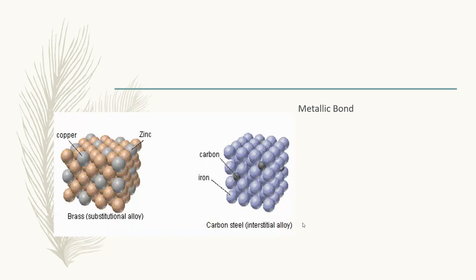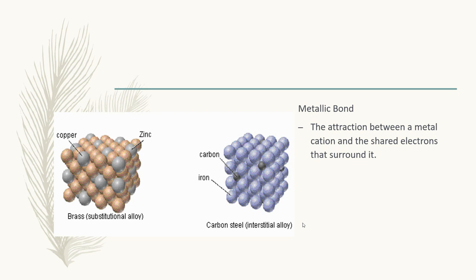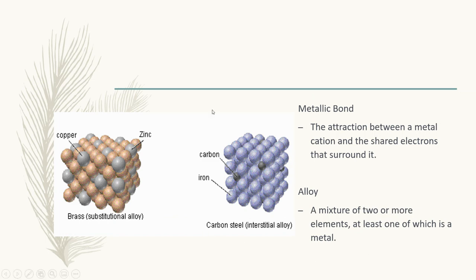So, metallic bond. It's the attraction between a metal cation and the shared electrons that surround it. So these metal cations, they like their electrons. They want to be near them. Alloy is a mixture of two or more elements, at least one of which is a metal. So these are two alloys right here. This is brass. We have copper and zinc. And then carbon steel is iron and carbon. So an alloy needs at least just one metal. It can have nonmetals as well, or it can have extra metals, but it needs at least one metal.